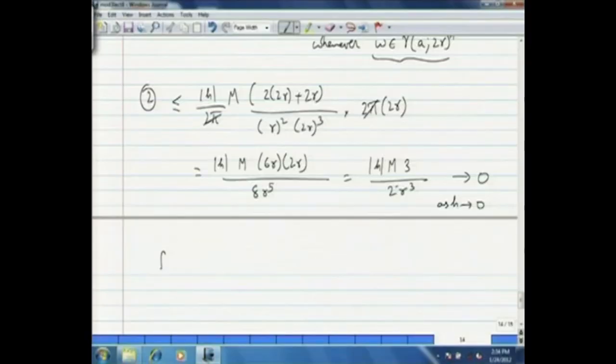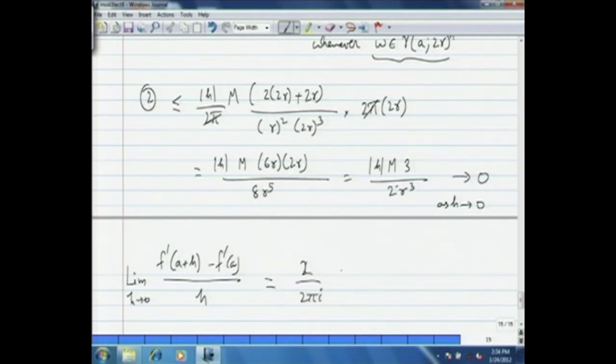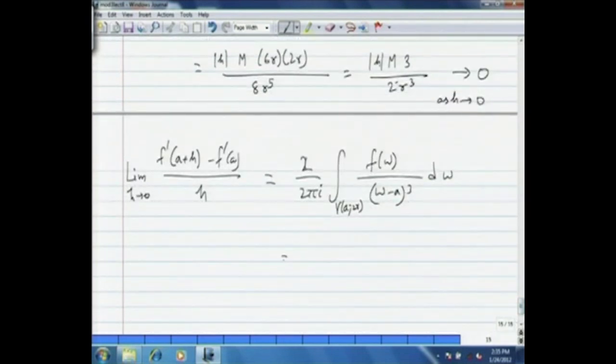So, we conclude that the limit as h goes to 0 of f prime of a plus h minus f prime of a divided by h is equal to 2 by 2 pi i, integration over gamma a to r of f of w by (w minus a) cubed, which in turn is equal to 2 by 2 pi i integral over gamma. Recall, by the deformation theorem, or Cauchy's theorem version 3, these two integrals are equal. Gamma was a simple closed curve such that f is analytic on and inside this simple closed curve. So, we have proved this theorem.